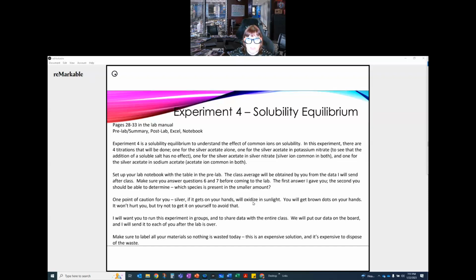So 4 titrations. One where it's just the silver acetate, one where it's silver acetate with another species dissolved, but it's completely soluble. That's potassium nitrate. One where you have silver acetate and silver nitrate, so silver ion in common, and then one where it's silver acetate and sodium acetate, so acetate ion in common. All right.